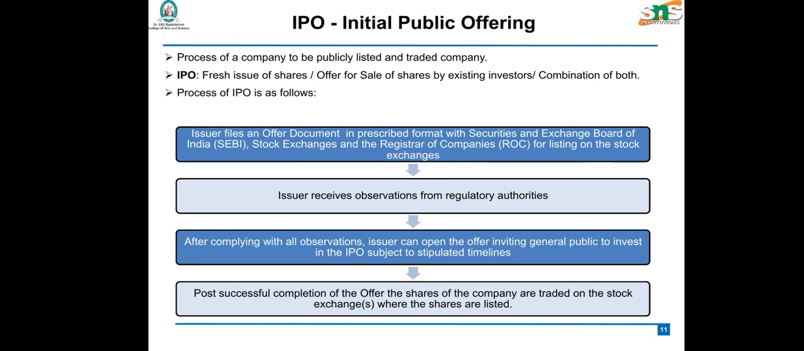Issuer files an offer document. That is, issuer means a company. Those who want to come for a public offer will file a document in a prescribed format with the Securities and Exchange Board of India, stock exchanges and the Registrar of Companies, ROC, for listing on the stock exchanges. Now the company will receive the observations from the regulatory authorities like SEBI. After complying with all the observations, issuers can open the offer inviting the general public to invest in an IPO subject to stipulated timeline.